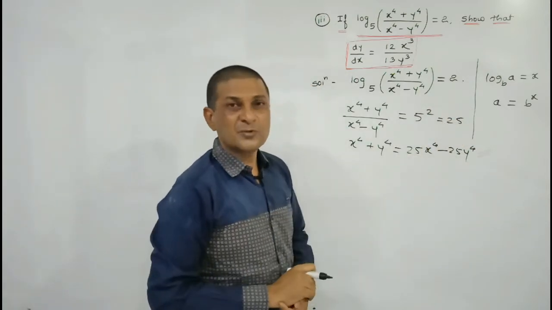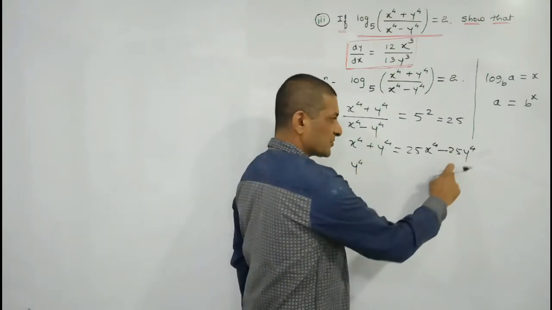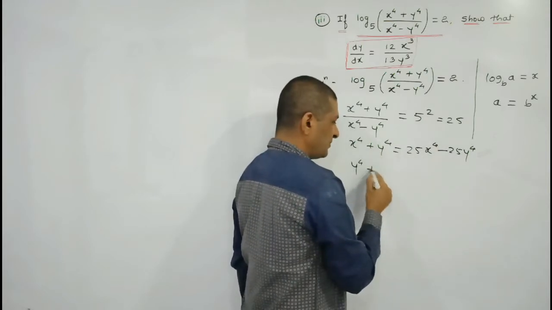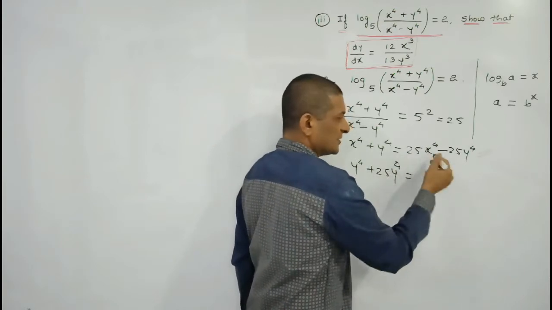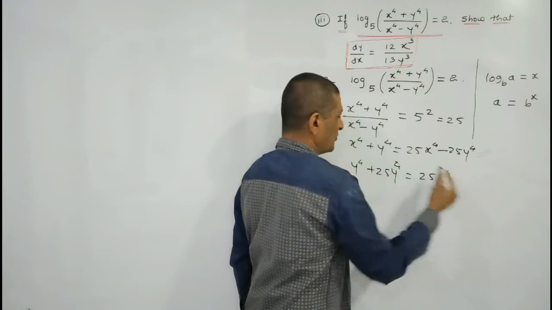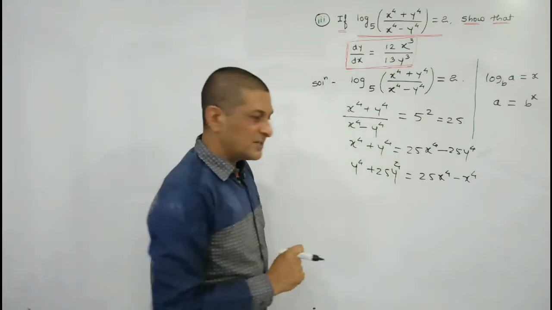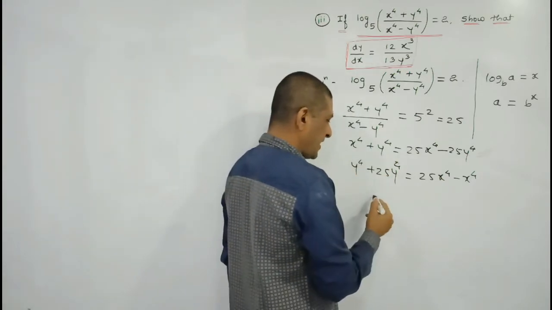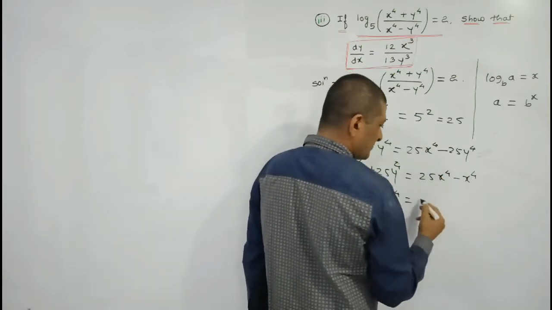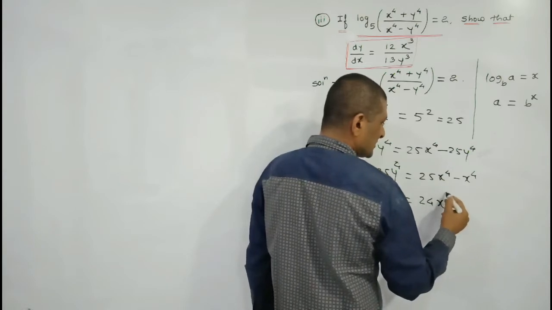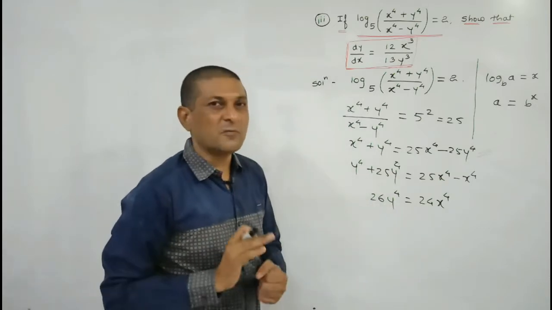So now we are collecting the terms of x on one side and y on another side. This y raised to power 4, keep it as it is, minus 25 y raised to power 4 on this side will become plus 25 y raised to power 4, and on the right hand side collect the terms of x: 25 x raised to power 4, and this plus term on this side will become minus x raised to power 4. So simplified, 25 y raised to power 4 plus 1 y raised to power 4 is 26 y raised to power 4, and on this side 25 minus 1 will be equal to 24 x raised to power 4. We have collected the terms of x raised to power 4 on one side and y raised to power 4 on the left hand side.